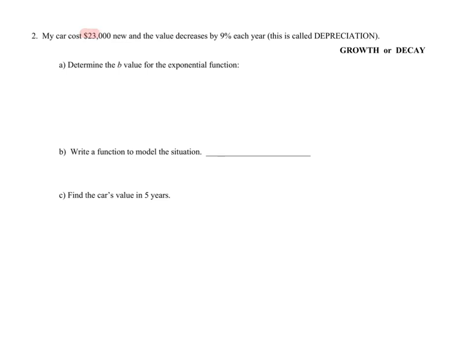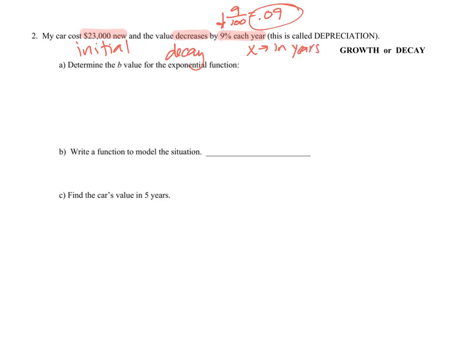All right, so my car costs $23,000 new. That's my initial value. Decreases means I have exponential decay, 9% each year. So again, you know by now I like to label. This is my initial. Decrease tells me I'm going to have decay, decrease, decay. 9% is going to help me get my B value. Remember, 9 over 100, so 0.09, got to be careful there. And each year tells me that X is in years. Okay. And so we said this is going to be decay because my value is decreasing.